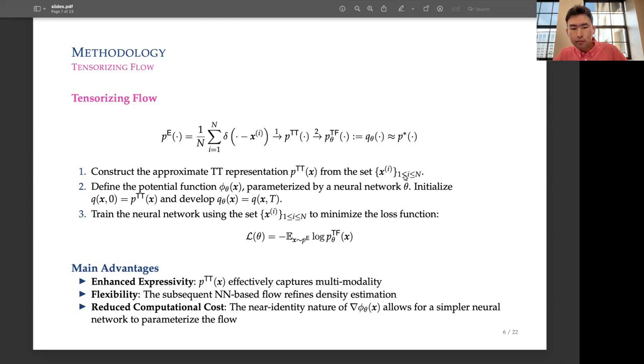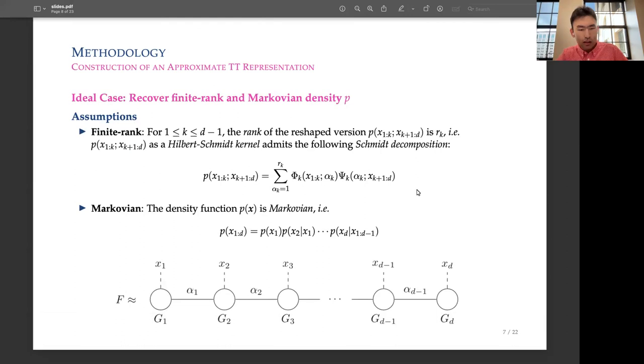Then let's dive into the algorithms. In step one, we are going to construct an approximate tensor train representation. But before that, let's first consider an ideal case. In this case, we want to recover a so-called finite rank and Markovian density P here. So what is finite rank? It is what I mentioned before in the tensor train representation slide. The rank of a function is defined here as follows.